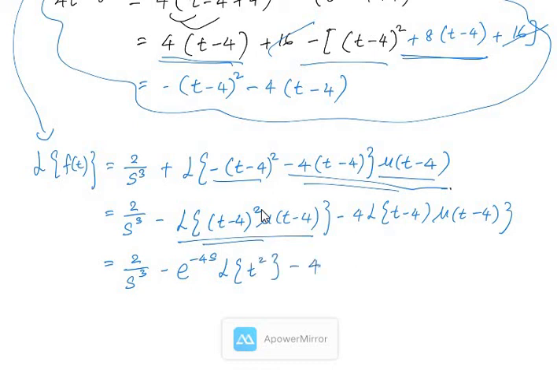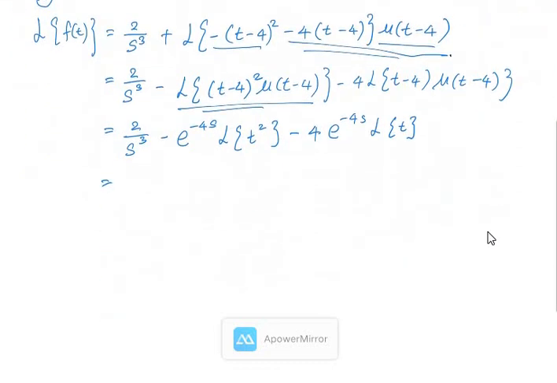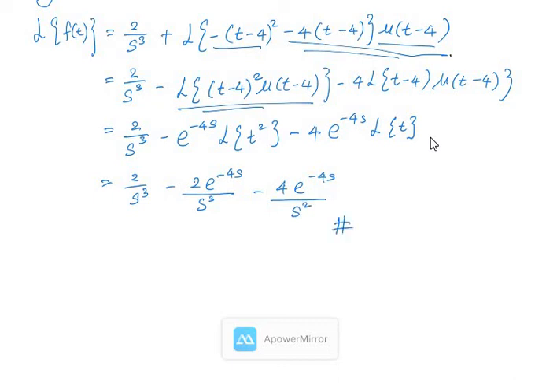For this part it is also the same: e to the power of negative 4s, the Laplace transform of t. So this is equivalent to 2 over s to the power of 3 minus 2 e to the power of negative 4s divided by s to the power of 3, minus 4 e to the power of minus 4s divided by s squared, since the Laplace transform of t is 1 over s squared. That is how we use the second shift theorem to solve this question.